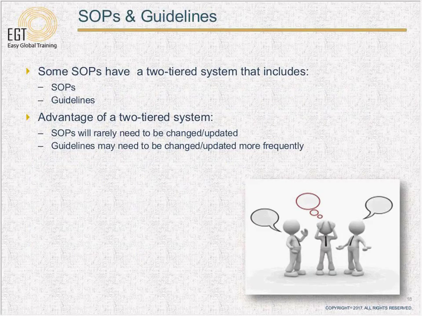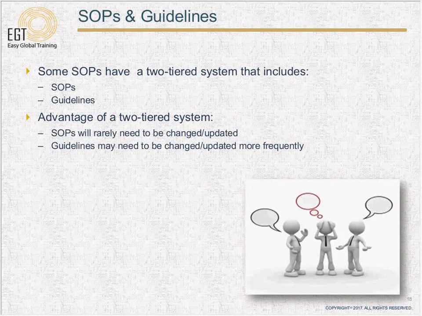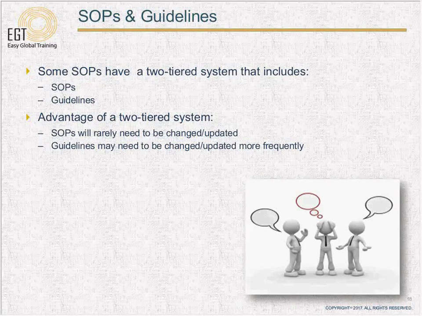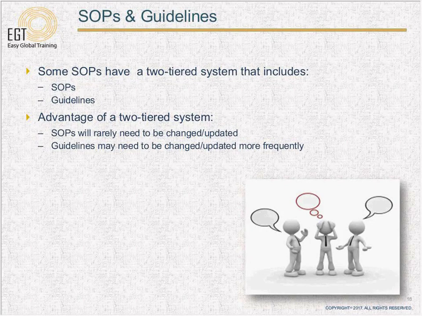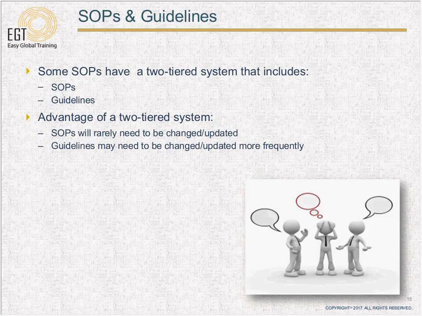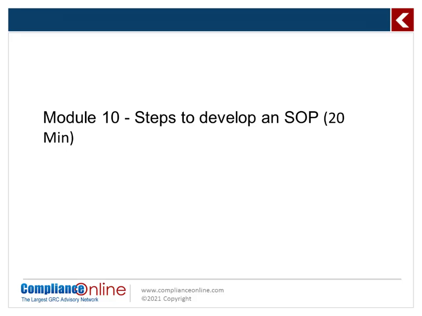Okay, now let's talk about SOPs and guidelines. Some SOPs have a two-tiered system that includes SOPs and guidelines. So SOPs provide a general view of all the main steps, and the guidelines provide significantly more detail in continuation of that specific SOP. The guideline provides significantly more details that can be followed, and still you can avoid the need to update the SOP because a guideline is not a regulated document, so you don't need to update it every time you make a change.